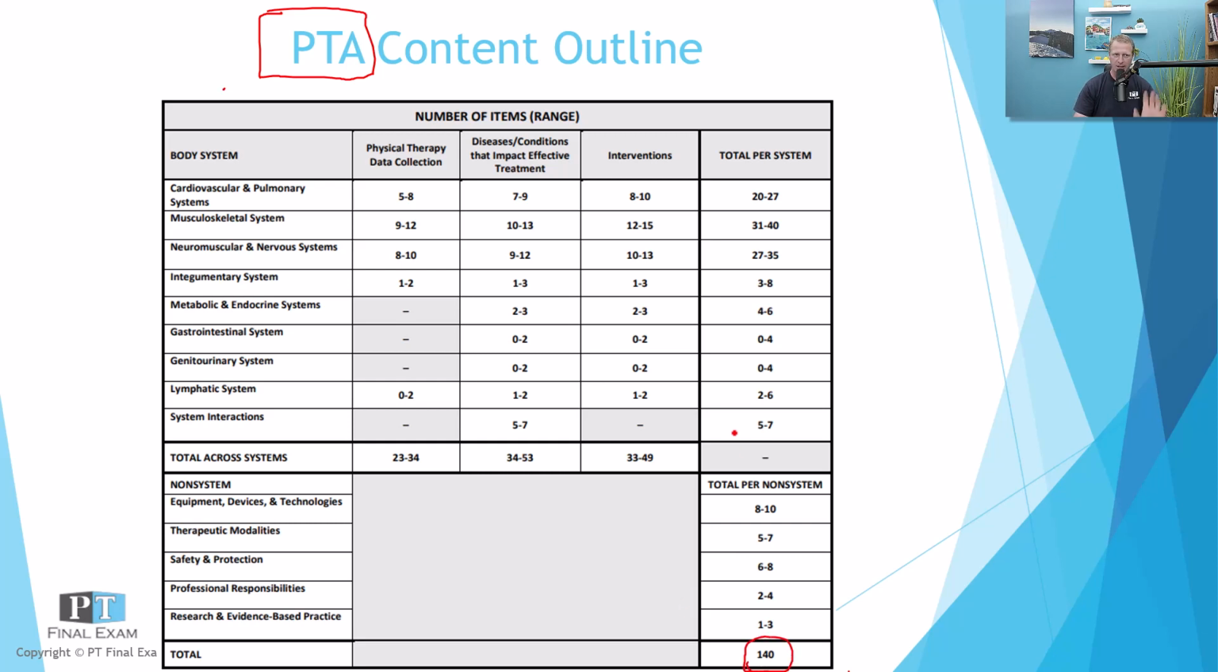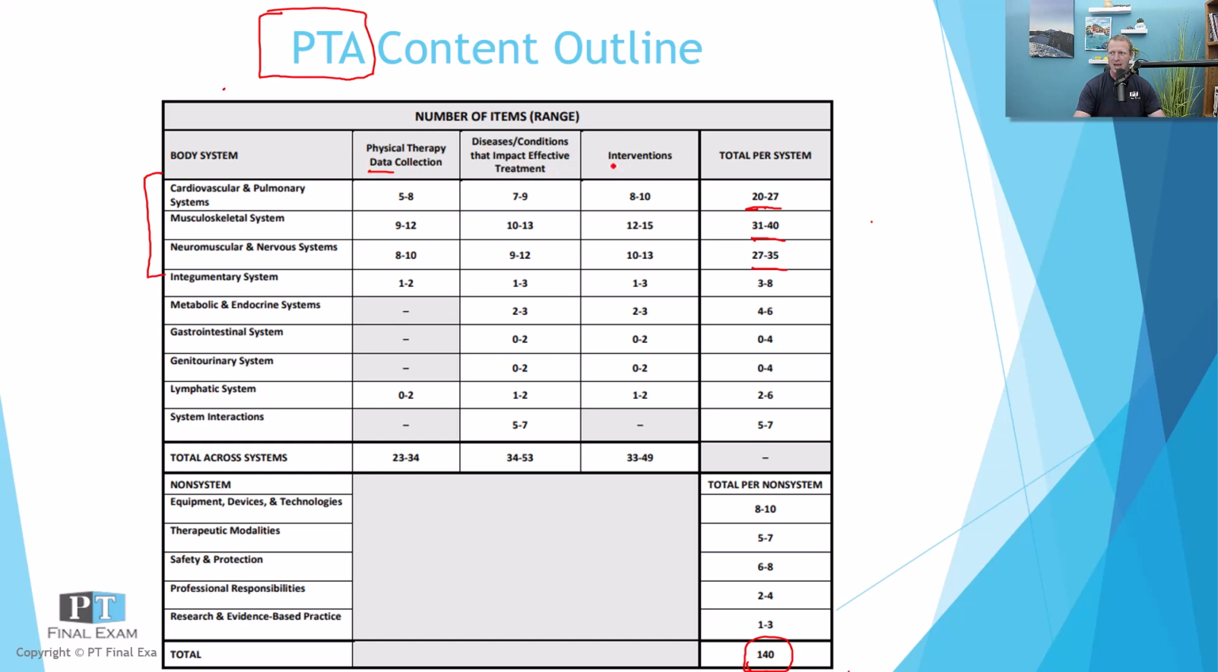But I haven't mentioned this yet, but you'll note that if you look at each of the systems, there is a range of items that could occur in each of those systems. So it's not a guarantee or a set number, other than you are guaranteed to have that range of items on the NPTE.